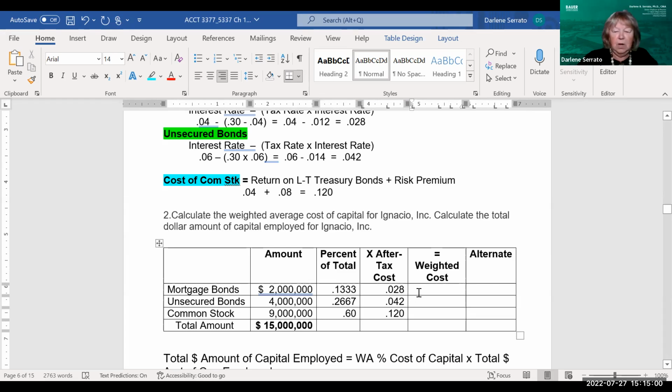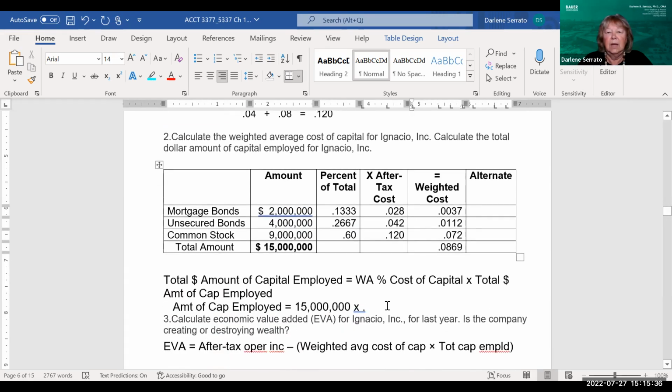So for mortgage bonds, that's 0.0037. For unsecured bonds, that's 0.0112. For common stock, that's 0.072. So the total is 0.0869. That's the weighted average percentage. Okay, cost of cap.